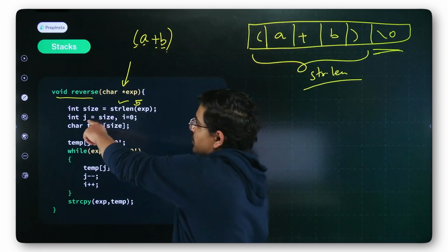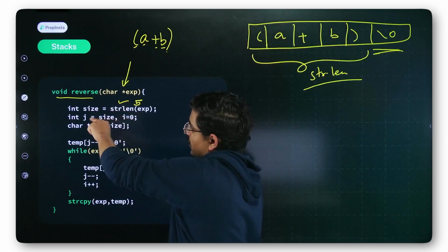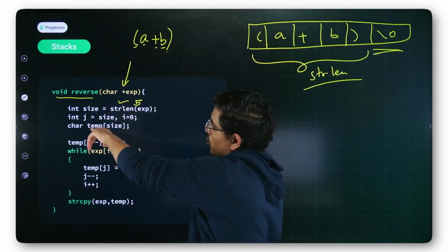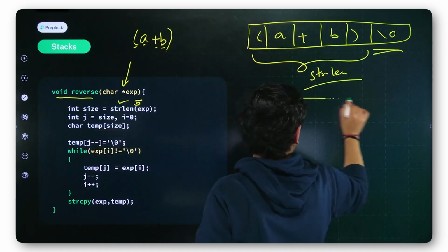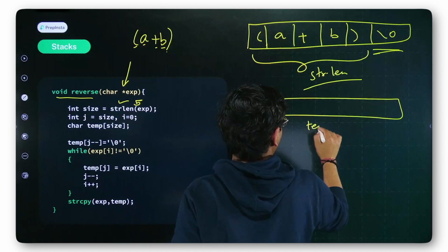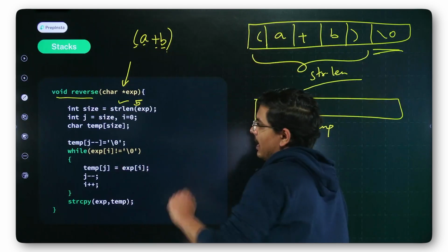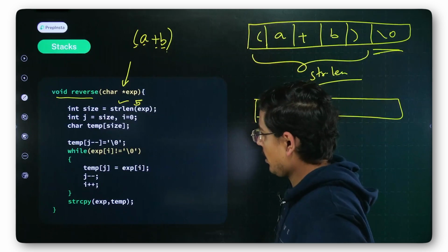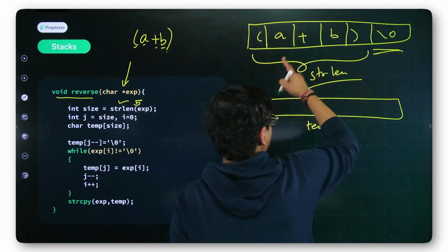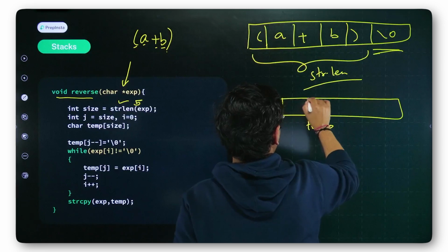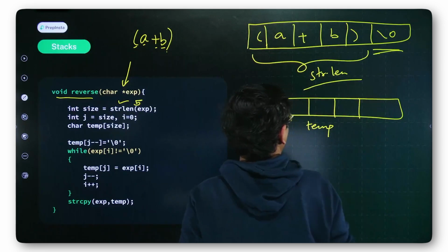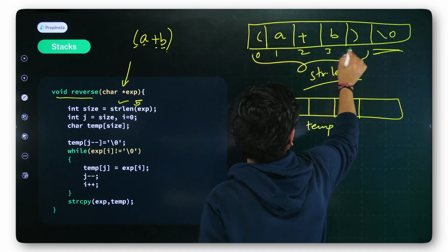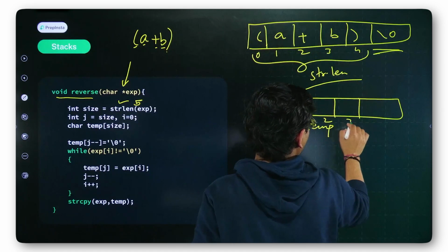You store it in size. Now you declare an integer variable j which stores the value of size. Now i is 0, another integer variable. You declare another array, which is a temporary array equal to the size of this particular string. So it has these values, with indices 0, 1, 2, 3 and 4.